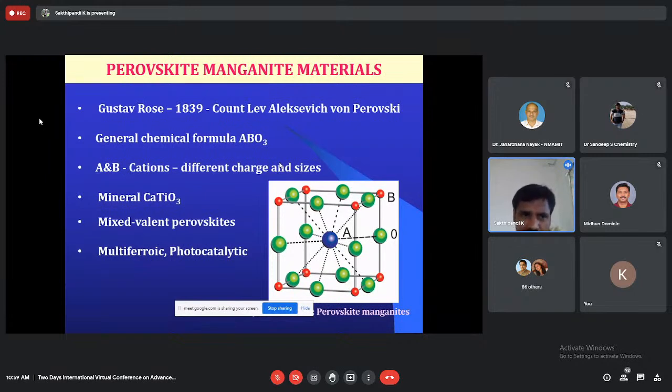The general chemical formula for the perovskite magnetic material is ABO3. A and B are different cations with different charges and sizes. The general type and general formula is CaTiO3, a mineral. So that chemical formula will be the same as this formula.